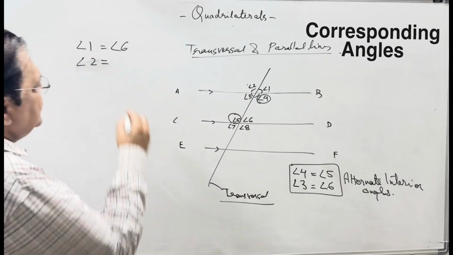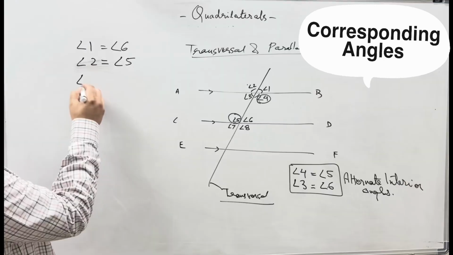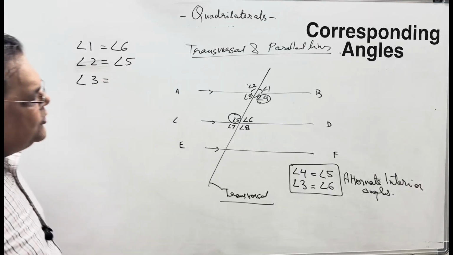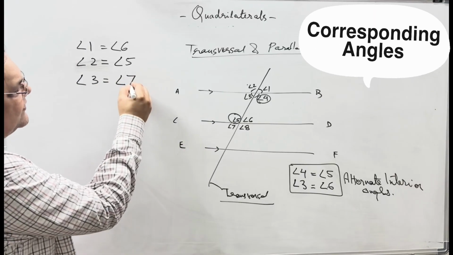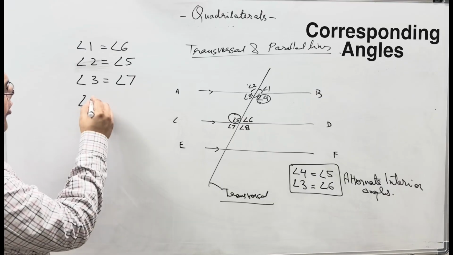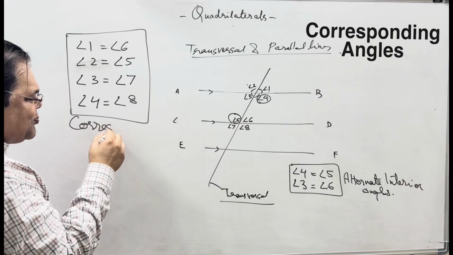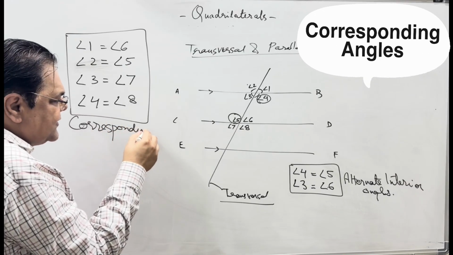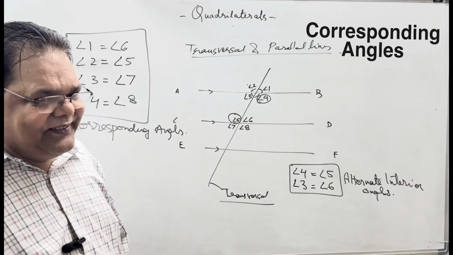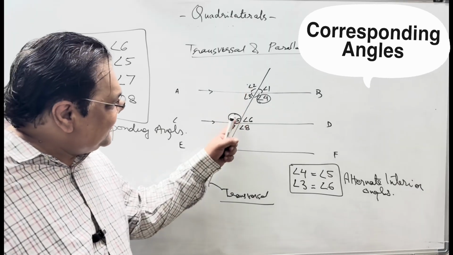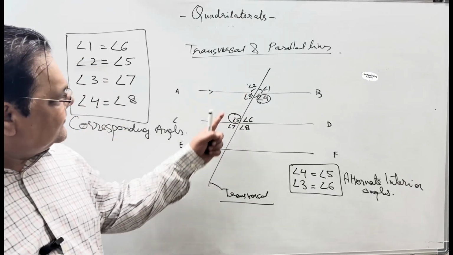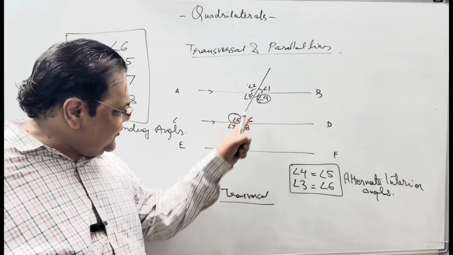Angle 2 is equal to angle 5. Angle 3 is equal to angle 7. Angle 4 is equal to angle 8. These are corresponding angles. This one, this one. This one, this one. This one, this one. And this one, this one.